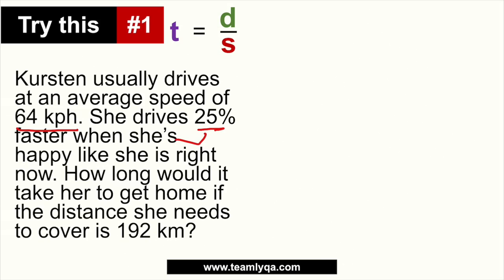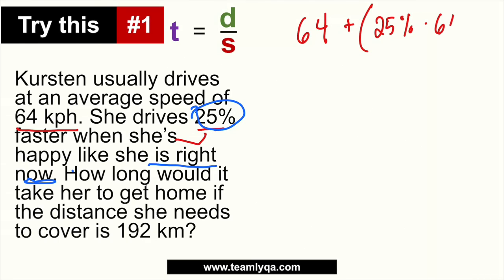So if you just used 192 kilometers tapos dinivide mo lang siya direkta sa 64, may mali. Bakit? Kasi ngayon, siya ay happy. Sabi, like she is right now. So, masaya siya ngayon eh. So, ibig sabihin, hindi 64 ang gagamitin mo. Gagamitin mo yung 64 plus another 25%. So, in order for us to get the actual number that we have to use, sisimulan natin siya dun sa 64, tapos plus 25% ng 64. So, plus 25% of 64.